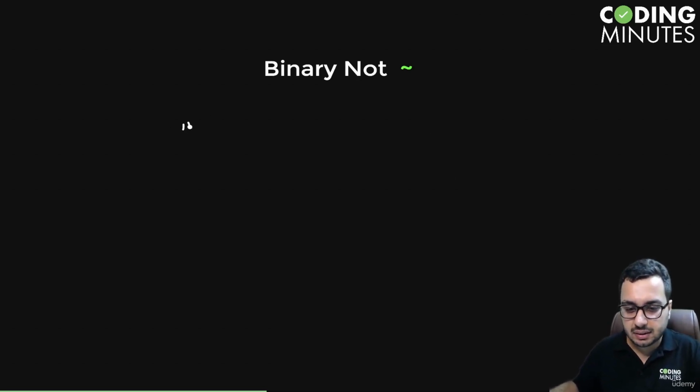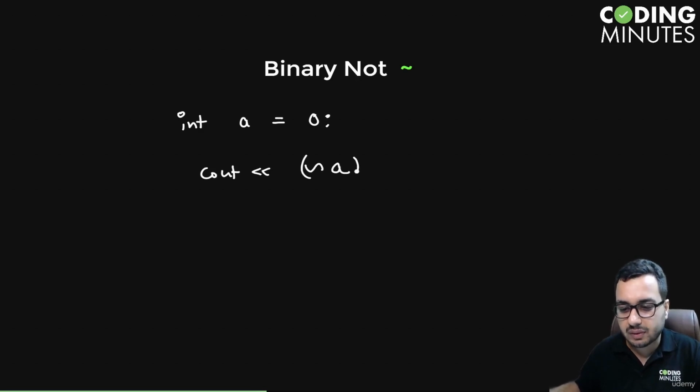Let's say I take something like this. Let's say I take int a, and I say int a is 0, and I simply do cout not of a. Then what you're going to expect? Okay, what would be the answer? The answer is going to be actually not 1, but it would be -1. Okay, now you may wonder why it is so.